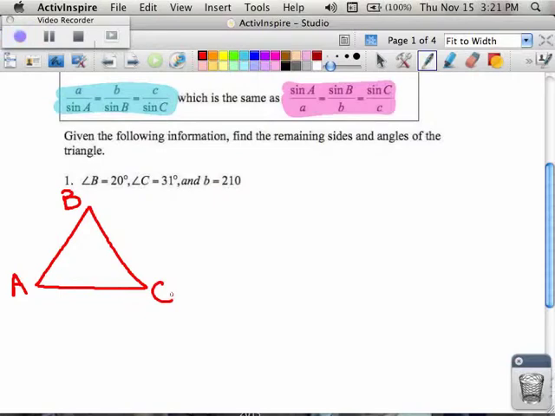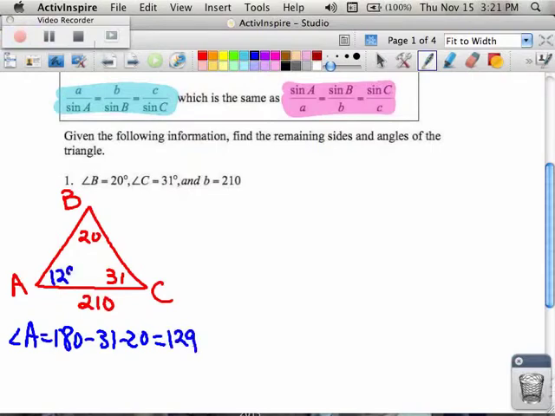That means angle B was 20 degrees, angle C was 31 degrees, and little side b was 210, and the side is always across from the angle, so the side for angle B, which was 20 degrees, is 210. Because inside of a triangle there are 180 degrees, I can subtract: angle A is 180 minus 31 minus 20, which gives me a grand total of 129 degrees. So I found the angle.